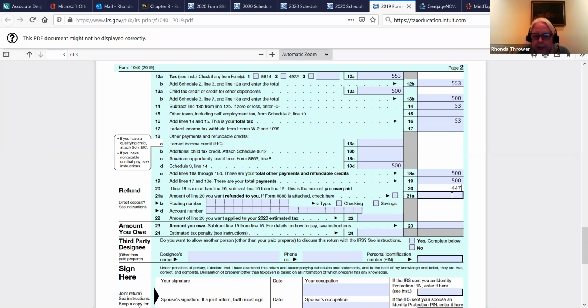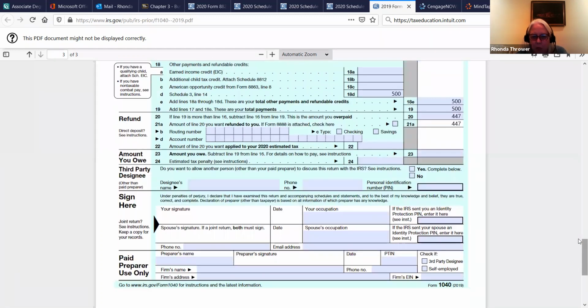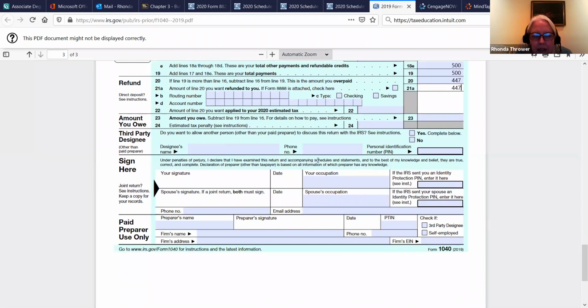$447. And you could put it here as an amount that you want refunded to you and fill in all the information here. Or you could also apply it down here somewhere. There's a place where you can apply that, I believe, right here, line 20. So it could have gone there too. But the answer key just shows 447 is going to be refunded to you. And that's it.